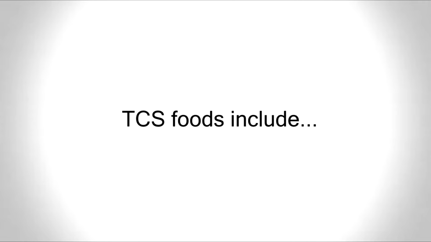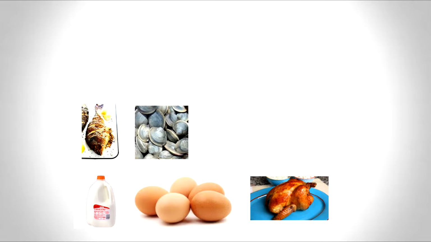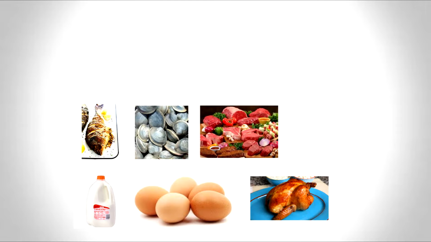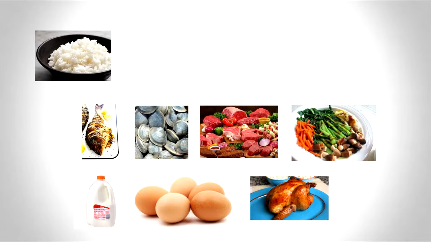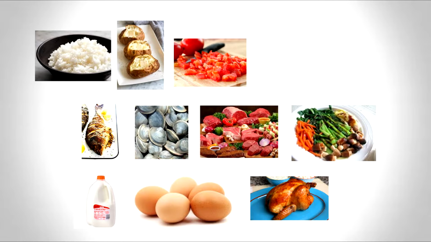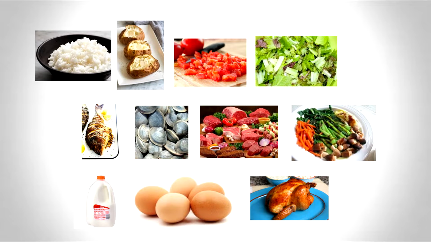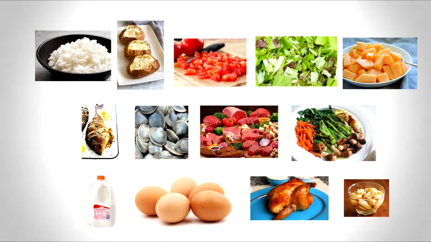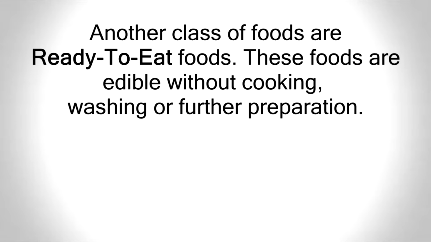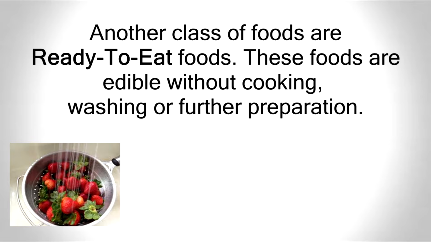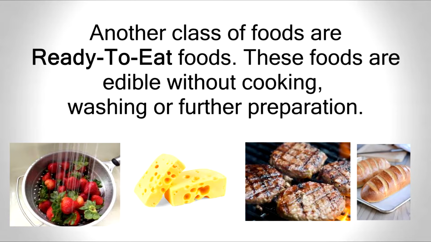TCS foods include milk and dairy products, eggs, poultry, fish and shellfish, meats, cooked vegetables, cooked grains, baked potatoes, cut tomatoes, cut leafy greens, cut melons, garlic and oil, and sprouts. Another class of foods are ready-to-eat foods. These foods are edible without cooking, washing, or further preparation. For example, washed fruits and vegetables, cheeses, meats, and breads.